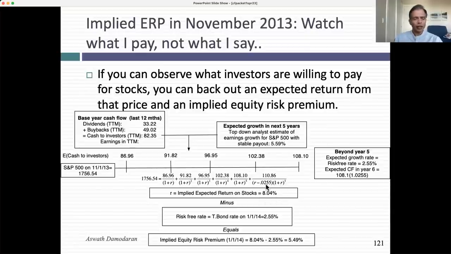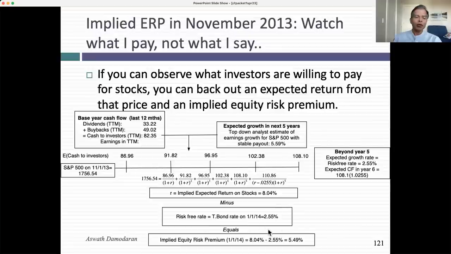You're saying, what does it even tell me? In November of 2013, if you bought US stocks, I don't care what you hoped you would make, what you thought you would make, what you prayed you would make. Given what you paid for stocks, you can expect to make 8.04% a year, every year in the long term. That's my expected return on stocks.